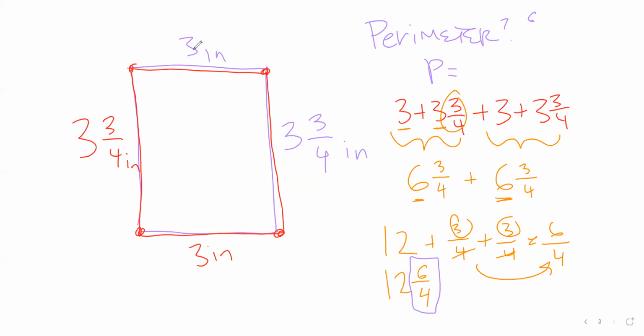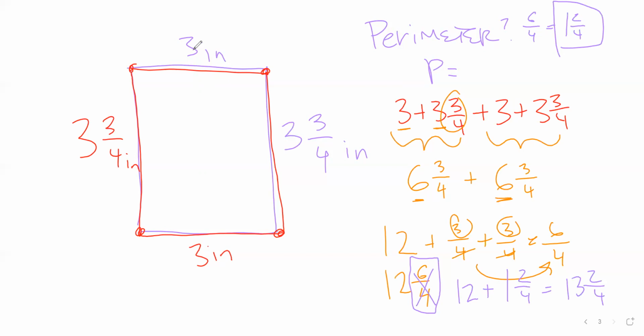6/4 is the same thing as 1 2/4. Again, if you're not sure about this conversion, please go watch the videos on how to convert mixed numbers to top heavy fractions and top heavy fractions to mixed numbers. So this is 1 2/4. Then I'm going to add that to the 12, right? So it's actually 12 plus 1 2/4. And that's going to give me 13 2/4.